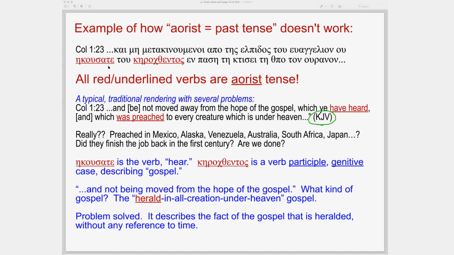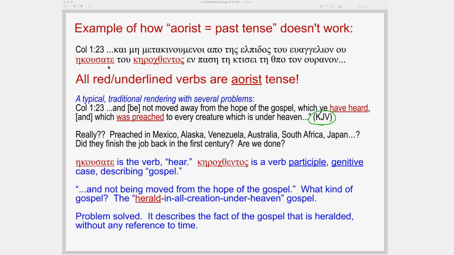Because it's a participle, and you understand participles. It's so important to understand participles. The participle modifies gospel. What is wrong with this translation? Okay, several things. First of all, which ye have heard is not past tense. The Greek does not have a past tense. I showed you all the tenses, and past tense is not one of them. It's which ye hear.